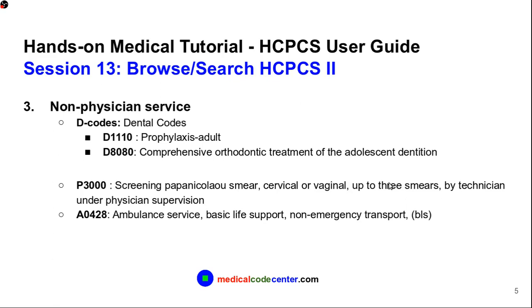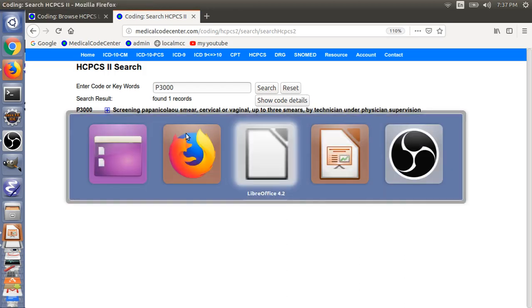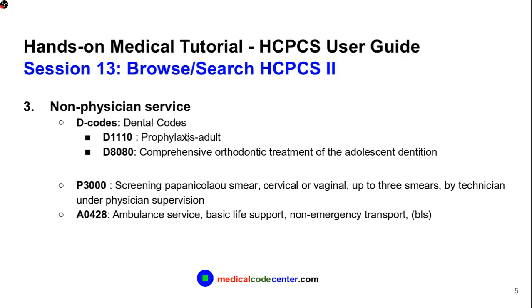So let's see the code here. P3000. So Pap Smear. So this is not done by the physician, but by the technician instead. So the final code I want to show you is the ambulance service, basic life support, non-emergency transport, A0428.